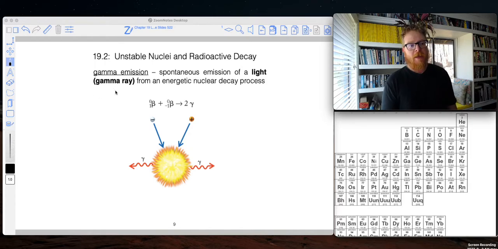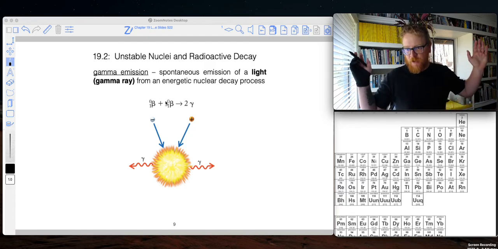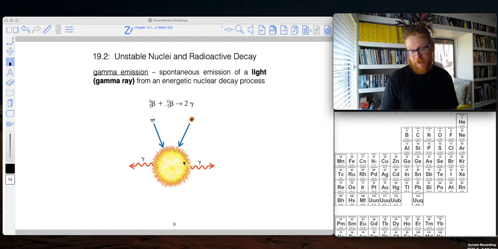So recall, gamma is one of our most energetic things in the spectrum next to X-rays. And this comes from an energetic nuclear decay process. So one example of this, which again is kind of a rare, weird example in chemistry, is known as annihilation, where we have an anti-electron colliding with an electron. Those things annihilate each other and release a huge amount of energy in the form of gamma.